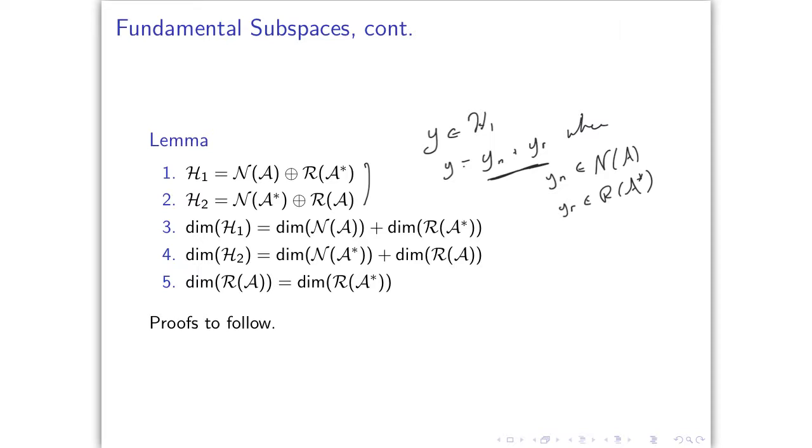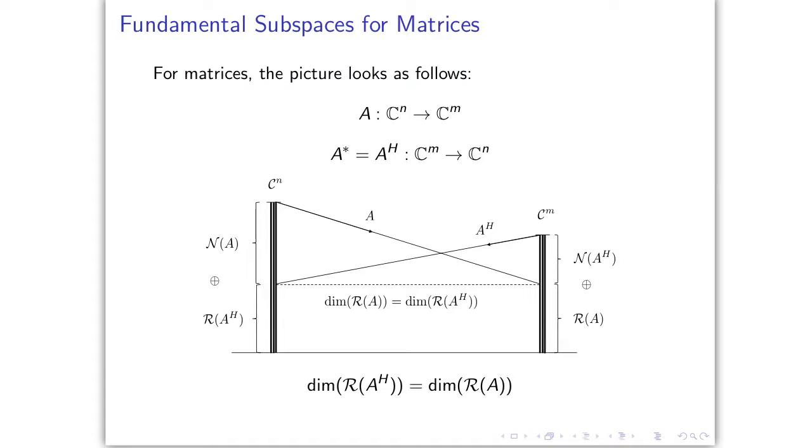And then we can say, furthermore, that the dimension of H1 is equal to the dimension of the null space of A plus the dimension of the range space of A star. And similarly, the dimension of H2 is the dimension of the null space of A star plus the dimension of the range space of A. And furthermore, as we said, the dimension of the range space of A is equal to the dimension of the range space of A star. So these are the things that we're going to prove in the next number of slides.